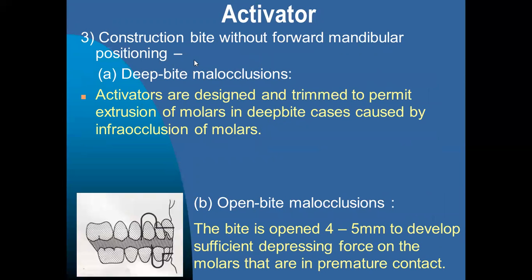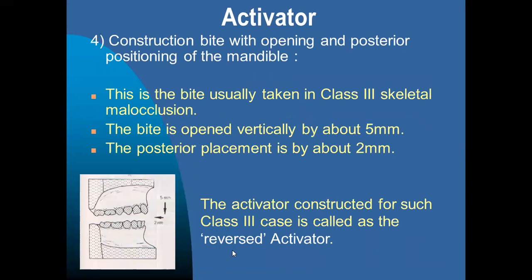The third type of construction bite is the construction bite without mandibular forward positioning. In deep bite malocclusions, the activators are designed and trimmed to permit the extrusion of molars in deep bite cases caused by infraocclusion of molars. And in open bite malocclusion, the bite is opened 4 to 5 millimeter to develop sufficient depressing force on the molars that are in premature contact.